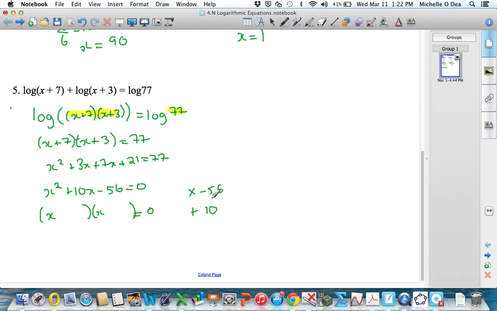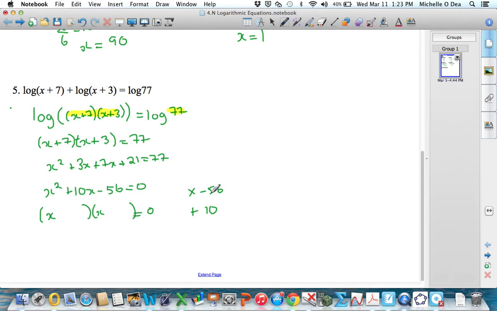7 eights are 56. But 7 and 8 is not going to give me 10 in any way. Because this is negative, one of them has to be positive and one of them has to be negative. And there's no way with 7 and 8 am I going to get positive 10. So I need to think of some other factors of 56. The next one you might try is 2 and 28, but again, there's no way that we're going to get any combination of positive 10.